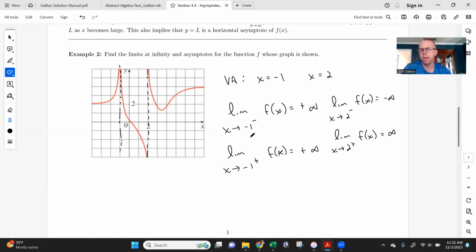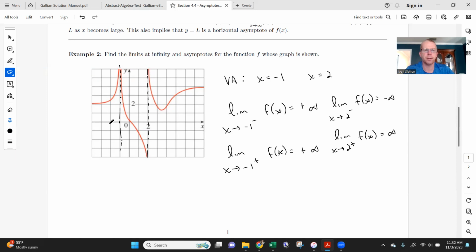And so in this case, the limit as x approaches -1, you look at the two-sided limit, will be positive infinity. The two-sided limit as x approaches 2 will be non-existent. It does not exist because we don't go to the same spot. But we still have a vertical asymptote at 2 and -1.